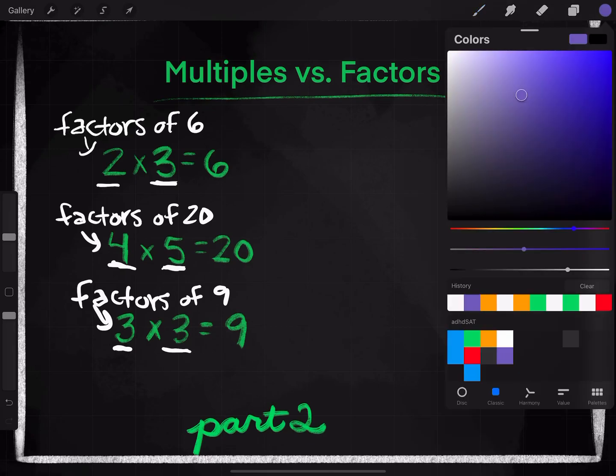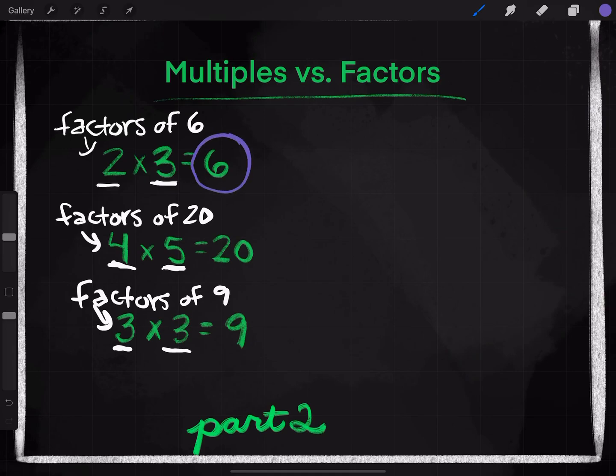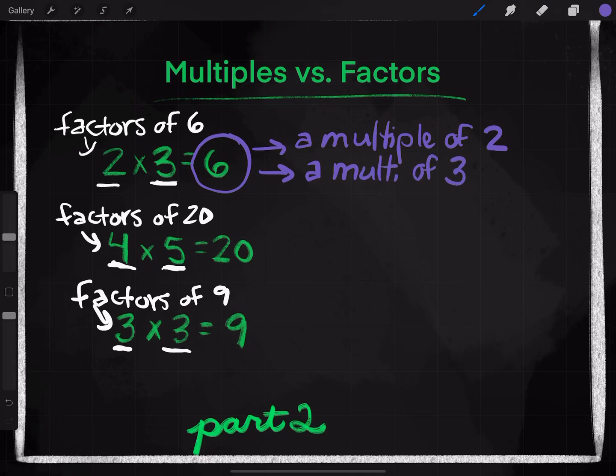Now let me get another color here. Now here, what do we call this? Well, it's the sum. It is the answer when you multiply, but this is a separate term, I guess. So 6 is a multiple of 2, and it's also a multiple of 3. That means that you can multiply 3 times something and you'll get 6. You can multiply 2 times something and you'll get 6.